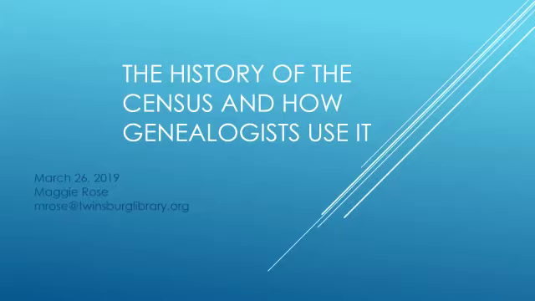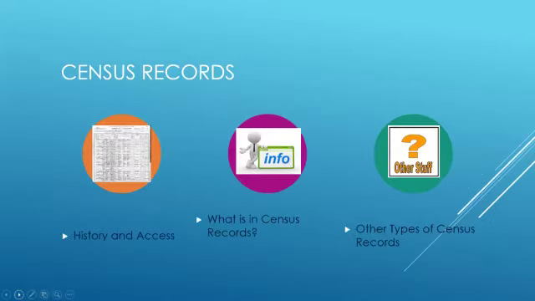There's a lot of excellent information in here on how census information is collected, on what it's used for, how researchers can access past census data, and how we can use it to find clues for our family history. So we're going to talk about the history of the census and how to access the data. We're going to talk about the type of data that is included in census records, and then we're going to touch on other types of census records.